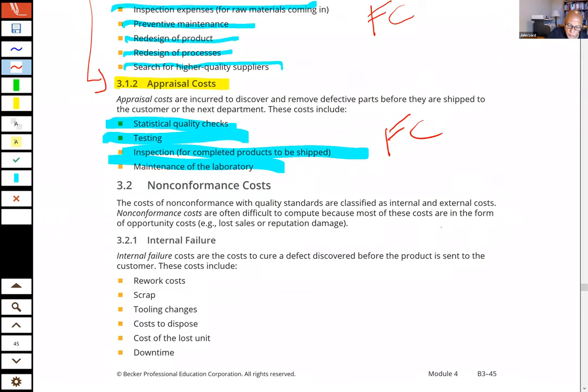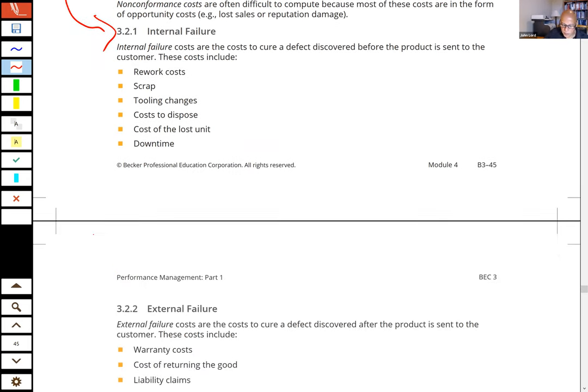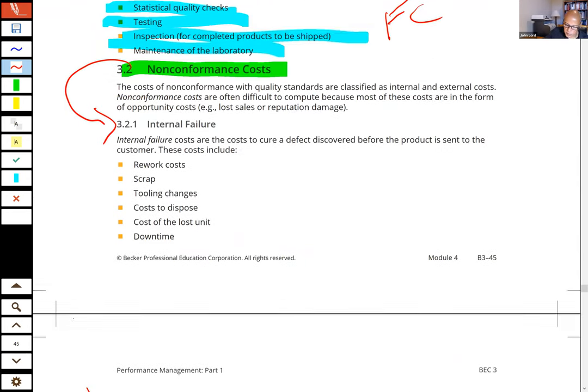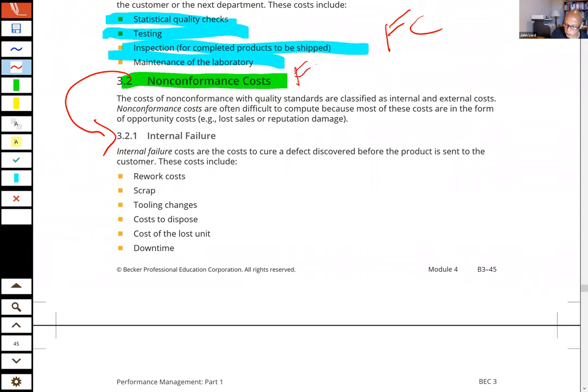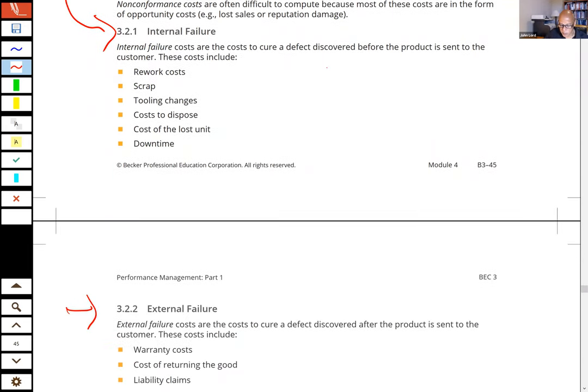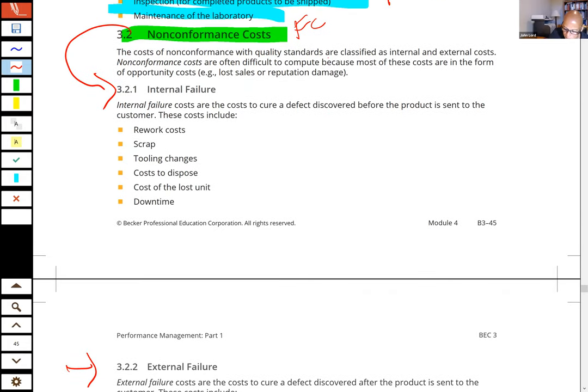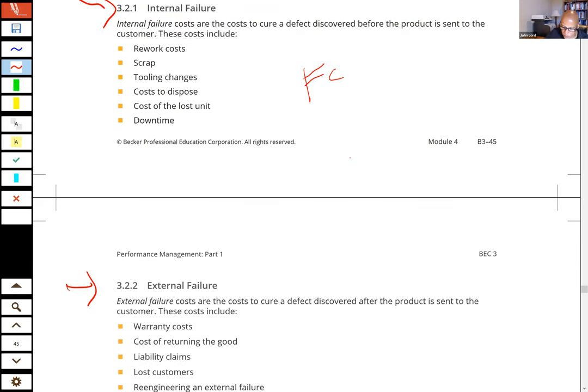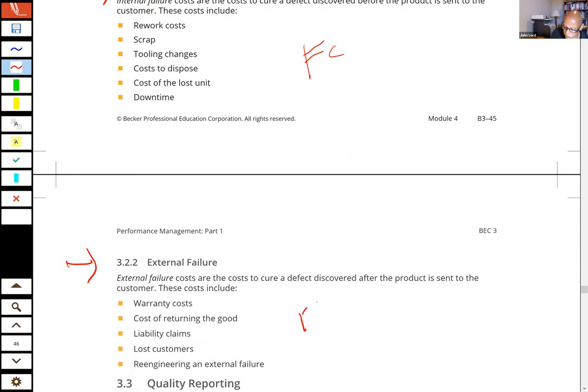Non-conformance costs, and when we look at non-conformance costs, okay, those fall into two broad categories. One is internal failure, the cost of an internal failure versus the cost of an external failure. So again, let's take the same approach, flashcard the two types, internal non-conformance versus external, okay, and then let's go ahead and make flashcards that call out the specifics as to an internal versus an external failure.